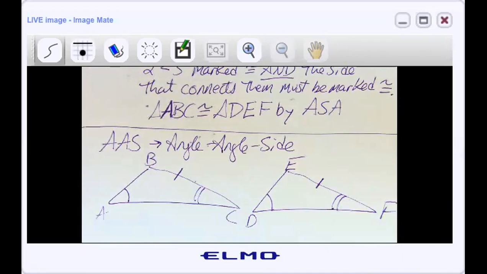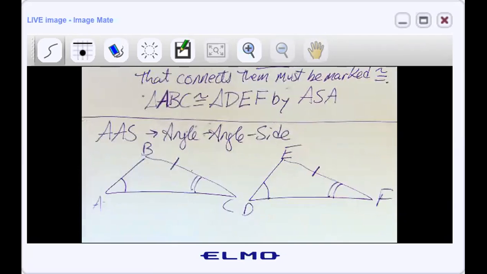This is now angle, angle, side. So it's a very slight difference, but it is a difference. This is not the side that connects the two angles. It's a different one. So as long as I still have two angles and a side, and it's just not the side that's connecting them, that's when I'm doing angle, angle, side.